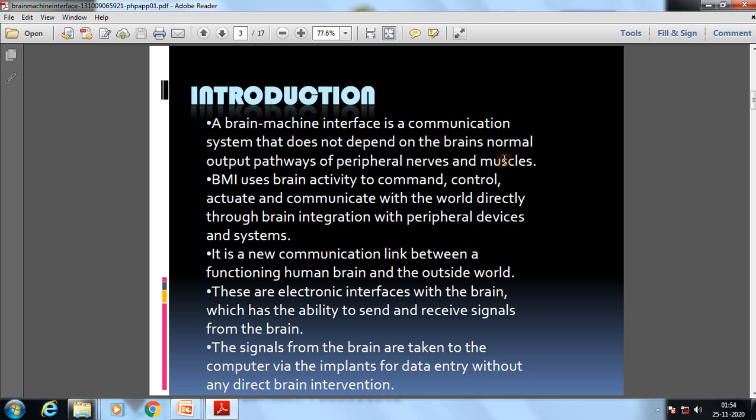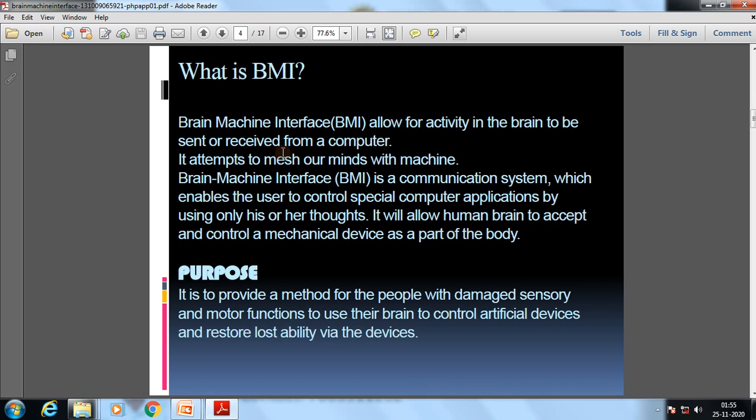Okay, so using those implants, we basically capture the motion. We capture the data through the motions. So what is the efficiency of the brain machine interface? So that's how. So let's go to the next slide. Now, what is BMI?